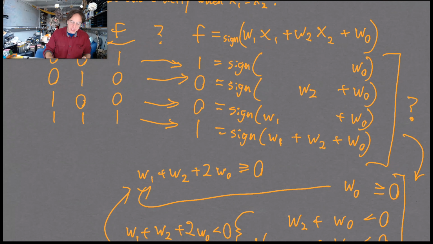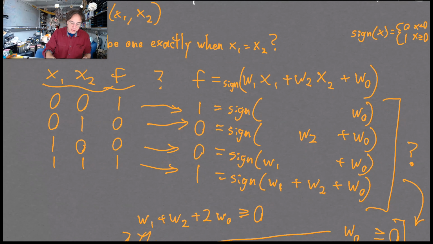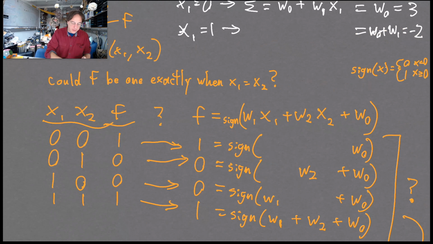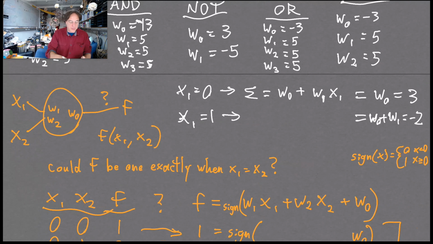No, it means that it just was not true that there's a single function f of this form that can satisfy all 4 of these equations. These equations weren't consistent with each other. So there is no set of weights that will make a unit detect whether its 2 inputs are equal or not.